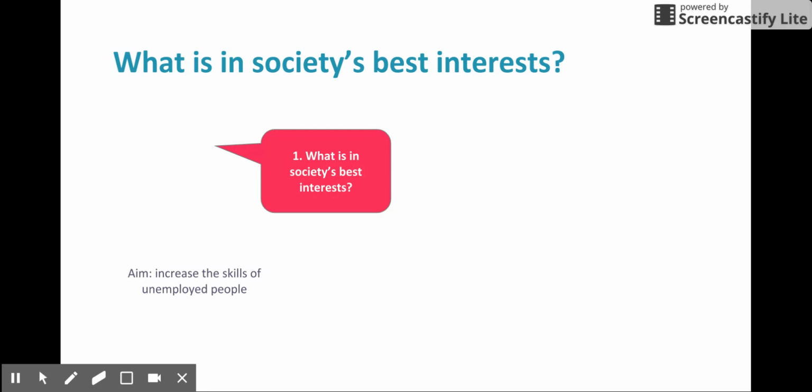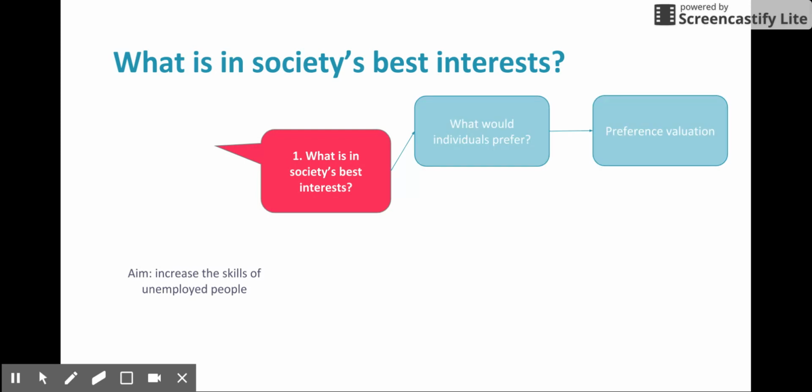So we have answered the first question of defining what is in society's best interests. For this programme, Linda has defined it as increasing the skills of unemployed people. She may think this is in society's best interest because people may prefer to be more skilled, because people have higher subjective well-being when they have skills which will help them find work.